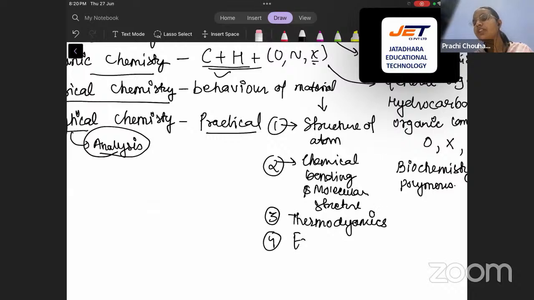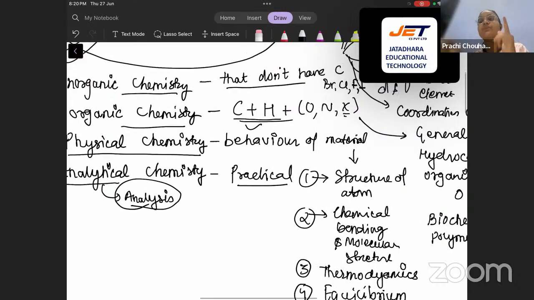Then we will learn about equilibrium, which will include both chemical and ionic equilibrium. Then we will learn about the kinetics of the reaction. We have both kinds of compounds, organic compounds and inorganic compounds. Now, suppose I am doing any chemical reaction, then I want to study how fast or how slow the reaction is. All that constitutes part of physical chemistry.